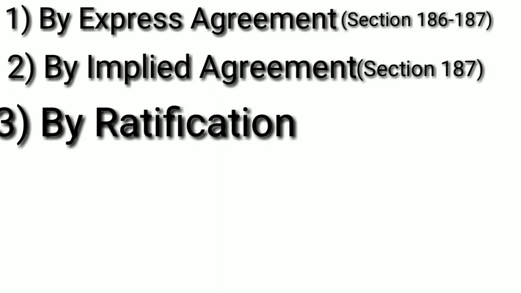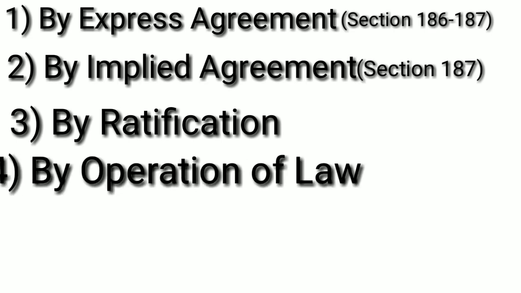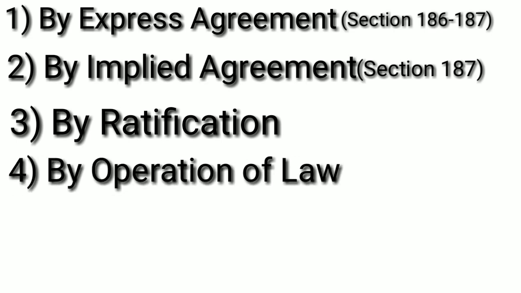Alright, our next topic of discussion is creation of agencies. What are the different ways in which an agency can be created? Let's see. Number 1. By express agreement. Number 2. By implied agreement. Number 3. By ratification. And number 4. By operation of law. In today's video, we'll discuss the first two topics and the remaining two we will discuss in subsequent videos. So let's go one by one.